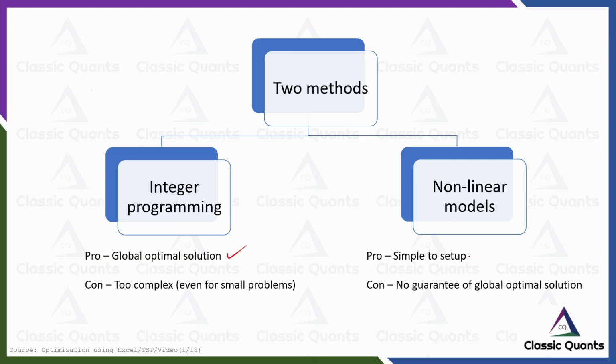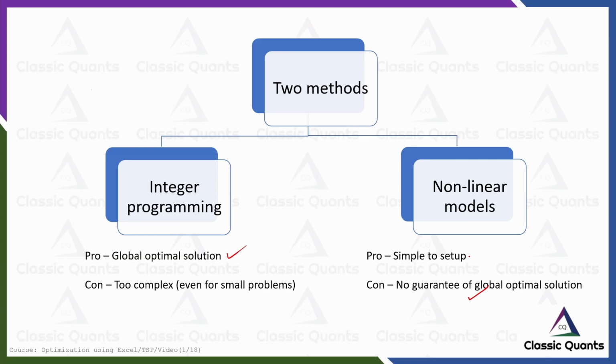Whereas in case of non-linear model, there is no such guarantee. It will give you a good solution, it may give you the best solution, it may give you the global optimal solution, but there is no guarantee. It may give you a local optimal solution. There is a very high chance that it gives you the global optimal solution, but again I am saying that there is no guarantee.